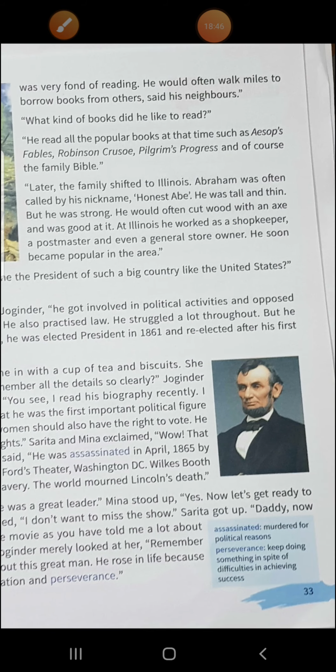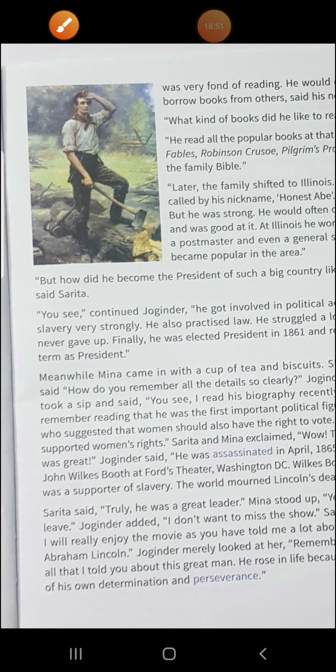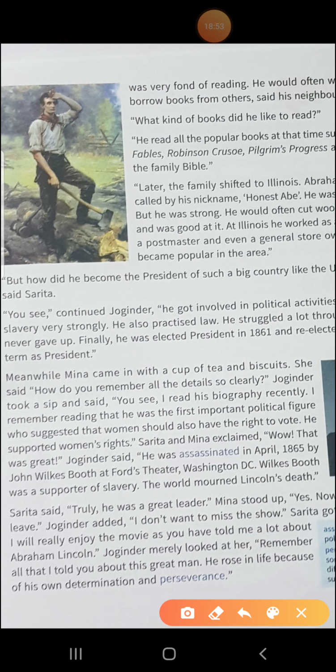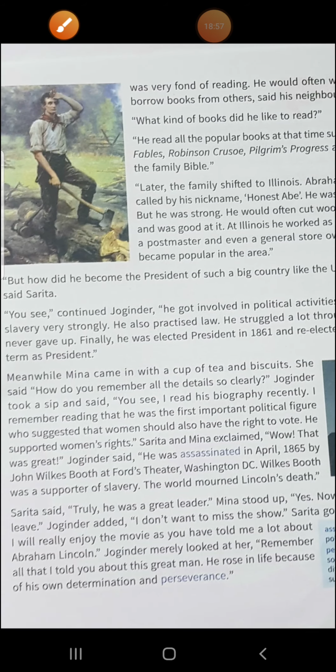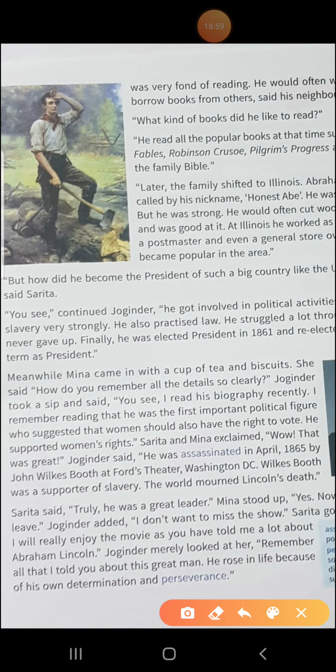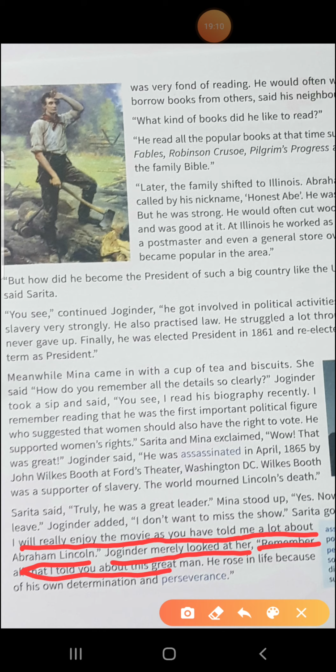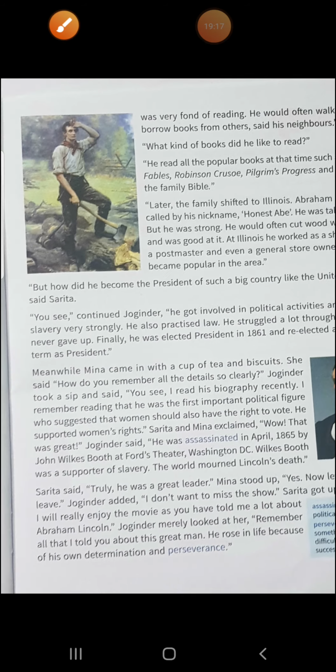Meena stood up. "Yes, now let's get ready to leave." Joginder added, "I don't want to miss the show." Sarita got up. "Daddy, now I will really enjoy the movie as you have told me a lot about Abraham Lincoln." Joginder merely looked at her. "Remember all that I told you about this great man. He rose in life because of his own determination and perseverance."